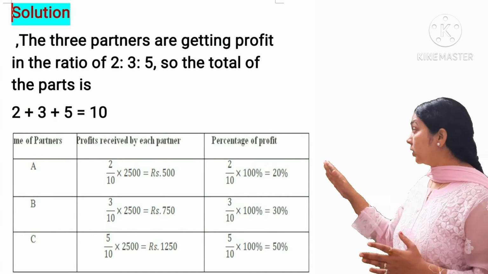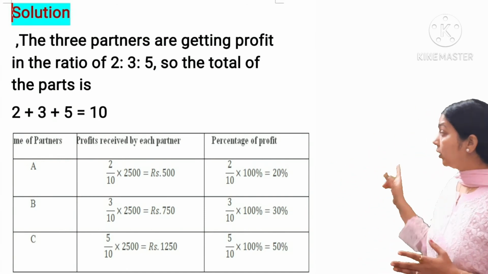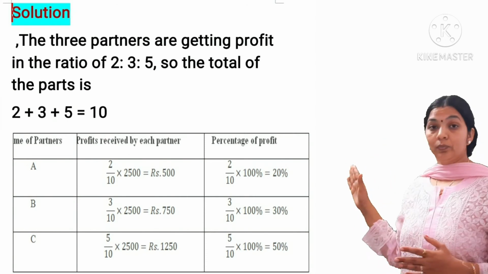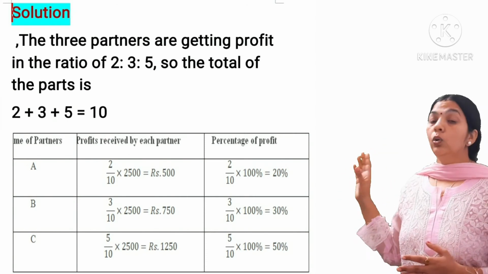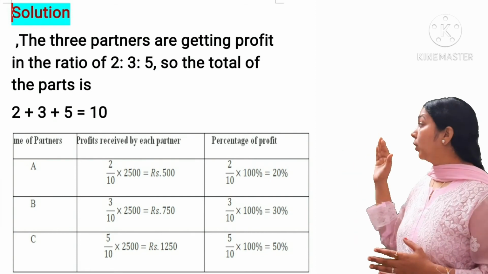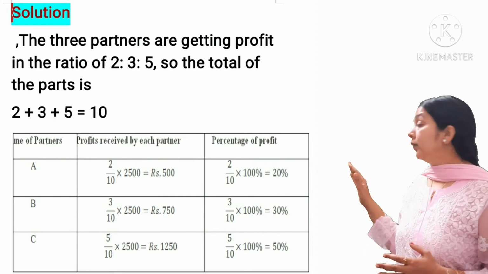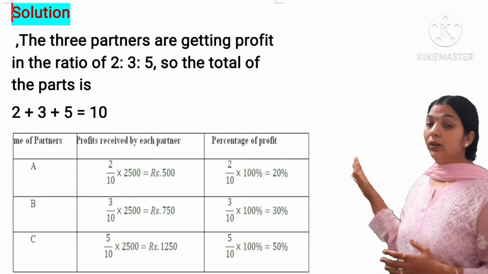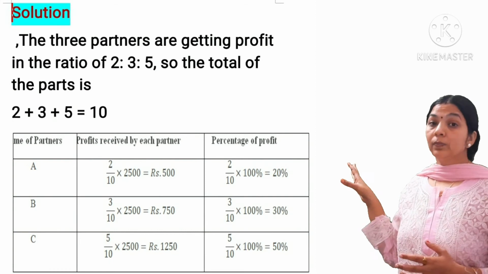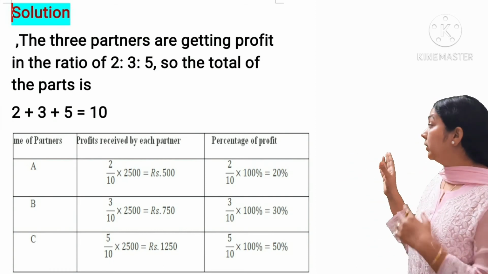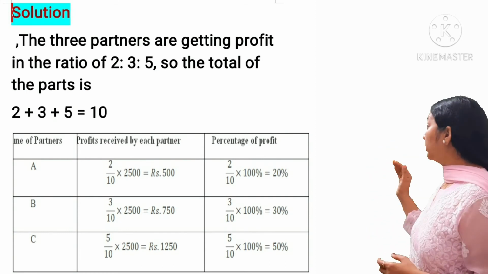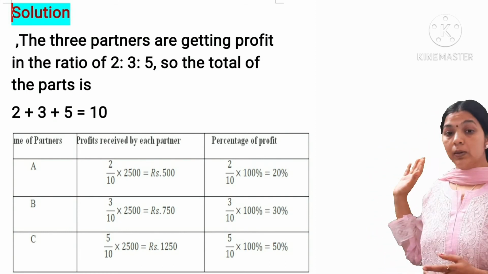To convert the ratio into fraction, we will add all the ratios, that is 2 plus 3 plus 5. Okay, that is 10. Now the fraction of share of A is 2 upon 10 out of 2500. So that would be 500 rupees. And to convert this into percentage, what will we do? We will simply multiply by 100. So 2 upon 10 into 100 is equal to 20%.